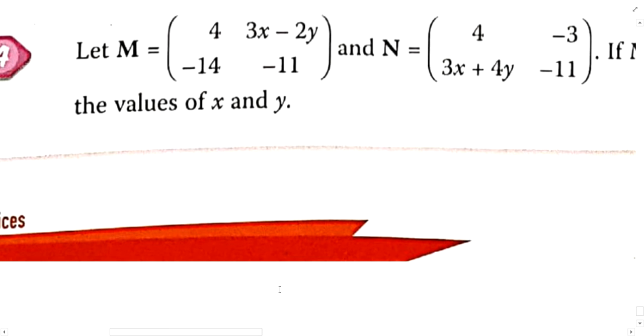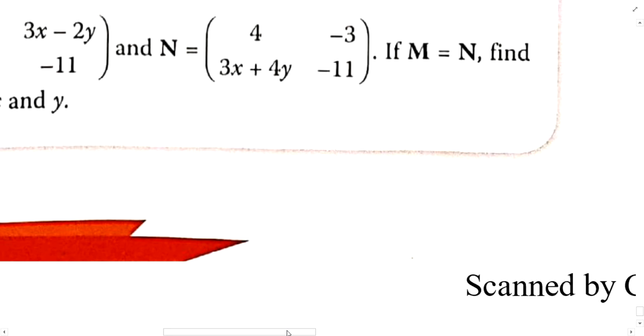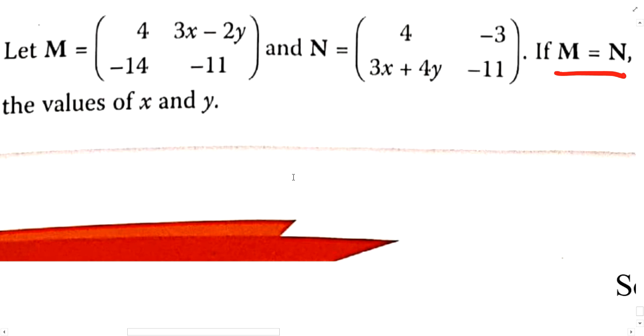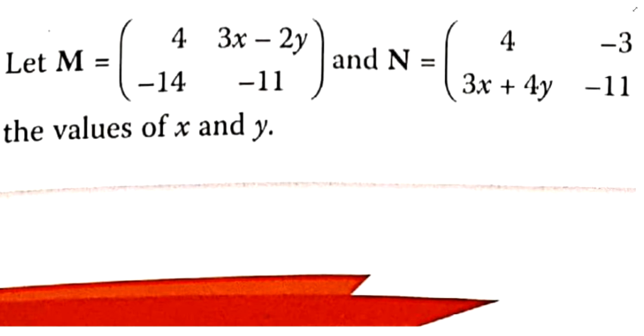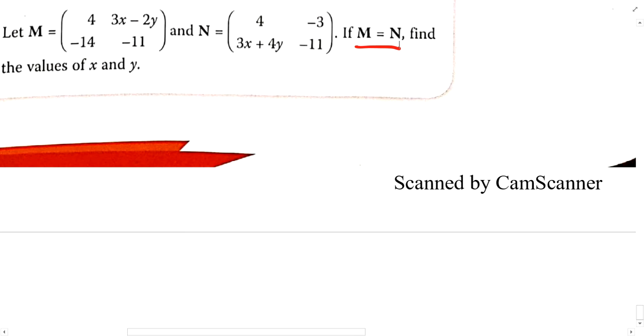Let M be this matrix, and they say that M equals N. Let's check whether the orders are the same. Both are 2 by 2 matrices, so the order is the same. Everything else must be the same, so we need to form an equation. Give me a first equation. 3x minus 2y equals 4, -3. This is my equation number 1.